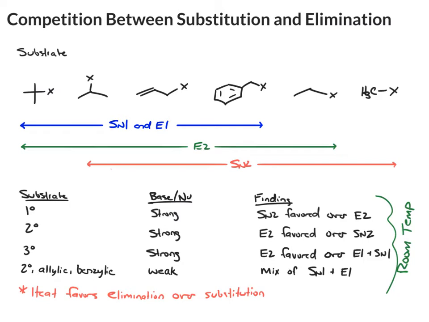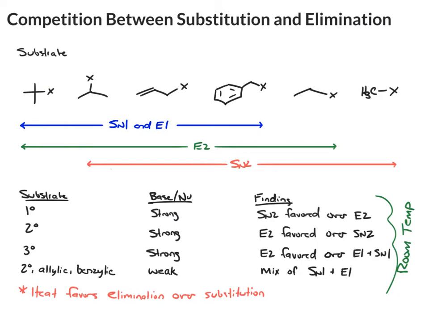First, we know that for Sn1 and E1, we need to be able to form a carbocation. We can do that with the tertiary, secondary, allylic, and benzylic substrates. So those will undergo Sn1 or E1 reactions. E2 can take place with pretty much any of the substrates except methyl halides, because here's the alpha carbon. There's no beta carbon with beta hydrogen. And then Sn2, we need the nucleophile to be able to add to the carbon containing the halogen, and that will work for pretty much everything except the tertiary halides, which are too hindered. So that's how we'll use the substrate to figure out what particular mechanism is best.